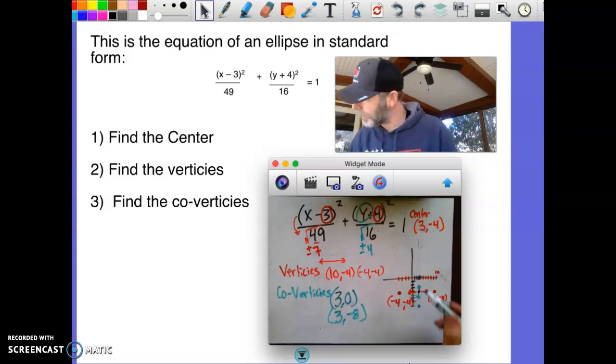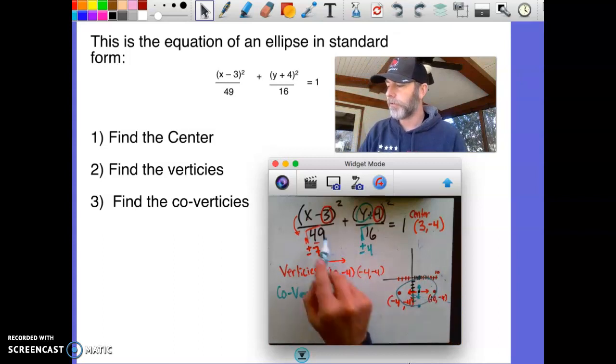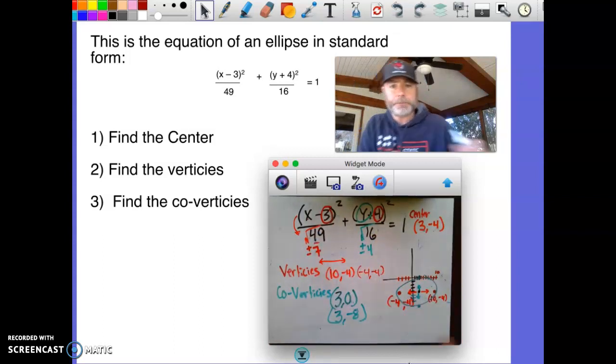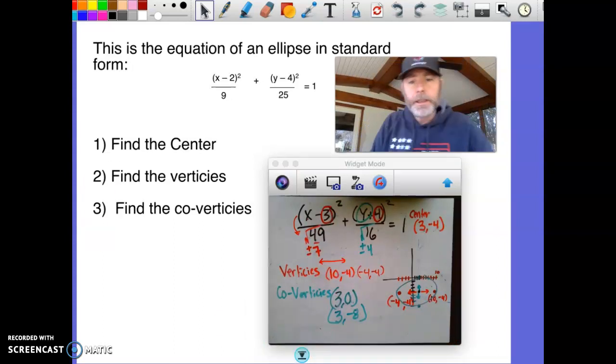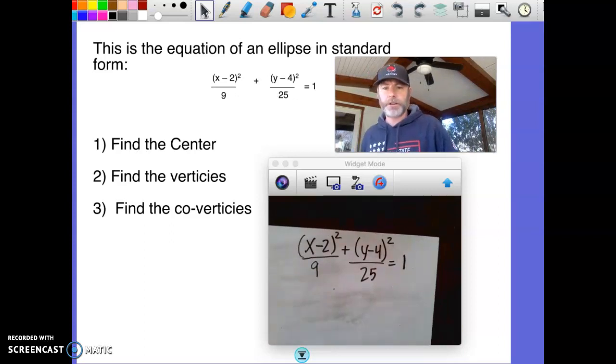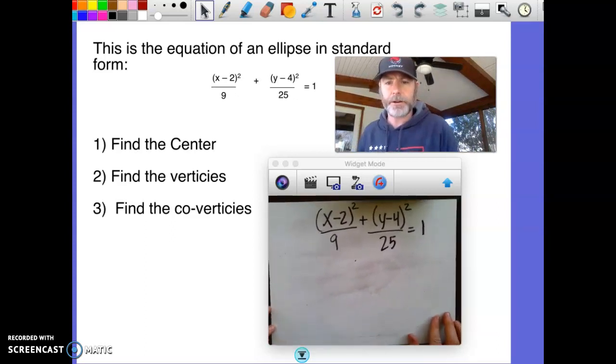Okay, let's make sure we use this sketch here to help us in our direction. We'll find our A's and B's. We'll locate our center, and then we can hammer out our vertices. I'm going to do one more with you. The problem I just did was a horizontal ellipse. Let's take a look at a vertical ellipse, how they're the same and how they're different.